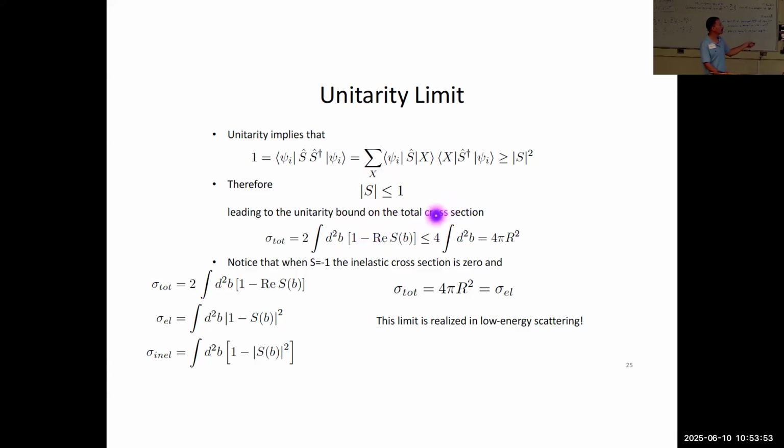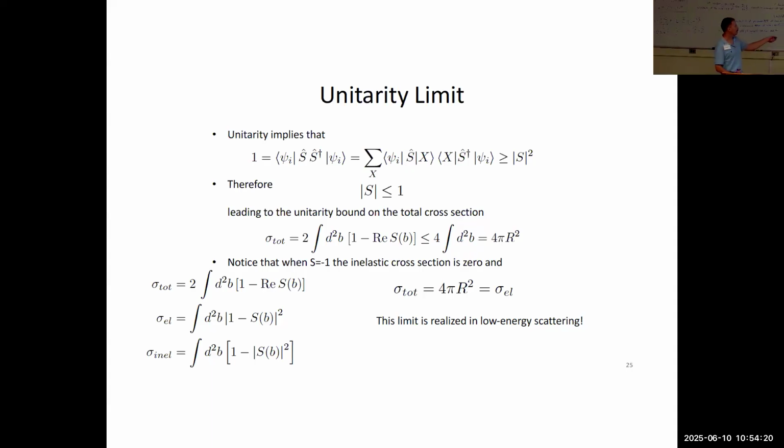So the real bound is actually, you get a factor of 2 here, with a factor of 2 out in front. You get 4 times the integral over all impact parameters. If you're scattering on a sphere, say of radius r, the integral over impact parameters will give you pi r squared. So you get 4 pi r squared. So this is the really strong unitarity bound for the cross section.